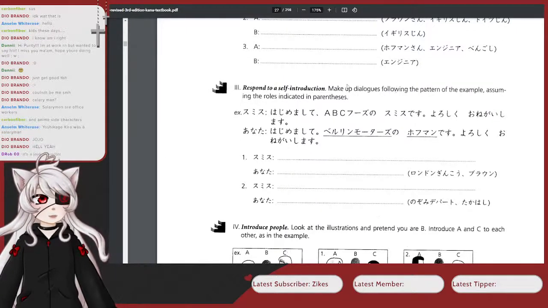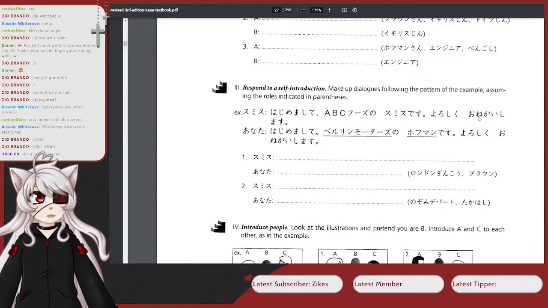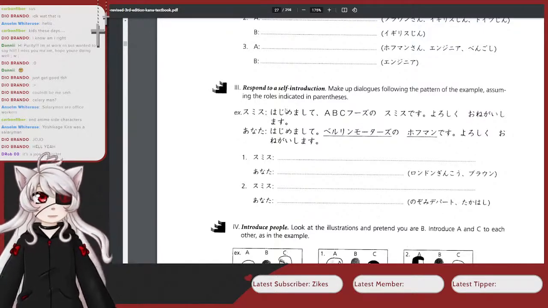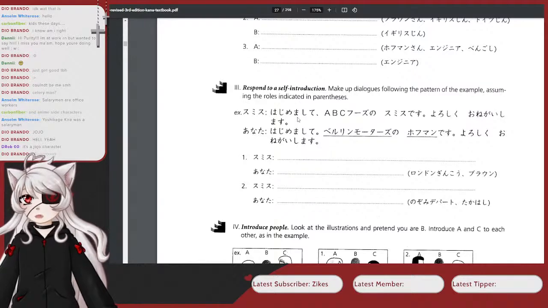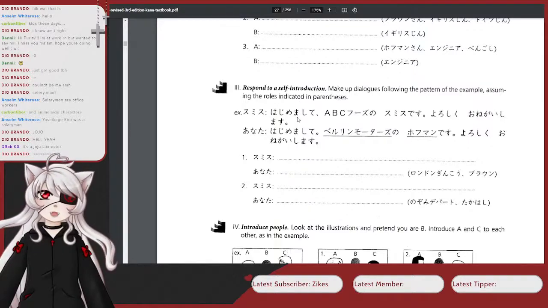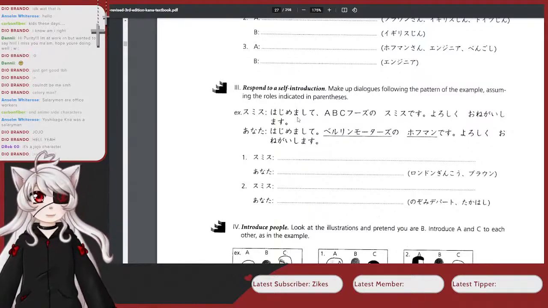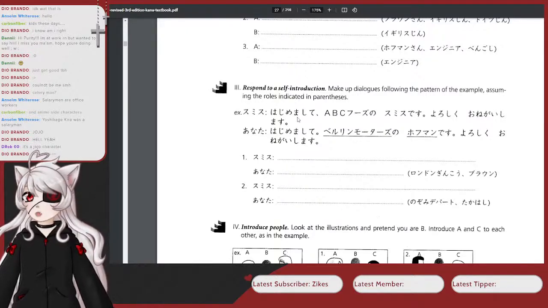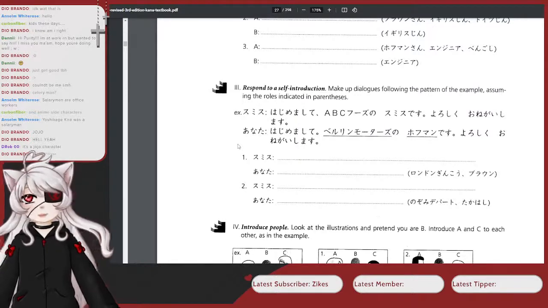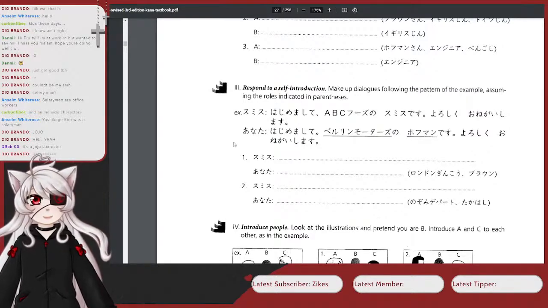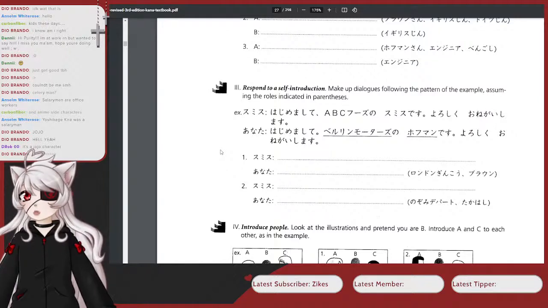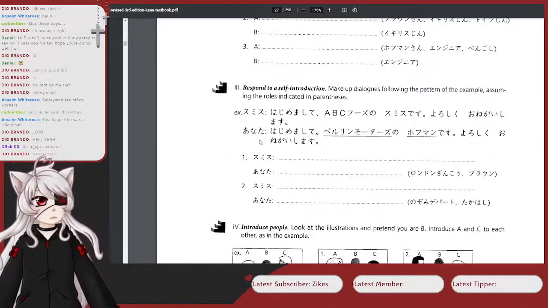Anyway, make up dialogues following the pattern example. So we've got Hajimemashite, ABC Fuzu no Smith-san desu. Yoroshiku onegai shimasu. So he's saying it's nice to... Oh, it's a JoJo character. Man! There you go. There's your dose of JoJo for the day, Para. Make sure not to feed him JoJo references after midnight. I'm afraid of what he'll become. And then the response is Hajimemashite.